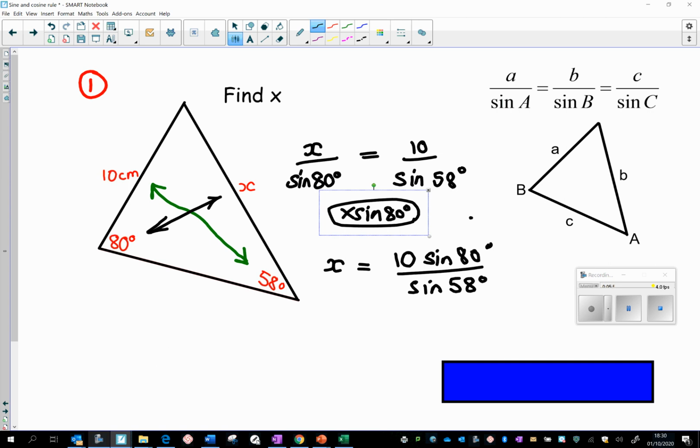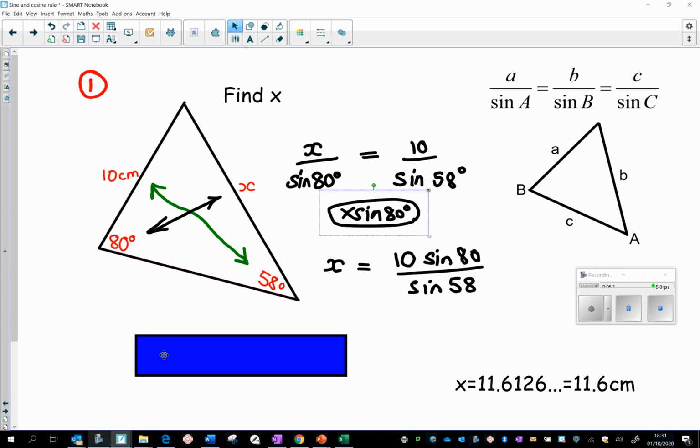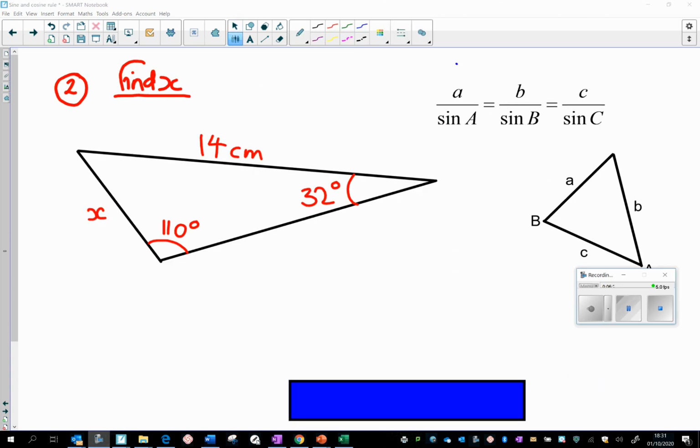You'll need to put a bracket on your calculator. You'll need to put your bracket round the 80 and the 58. So I've worked out the answer here. I would get your calculator out now. I'd use the fraction button on your calculator, type 10 sine 80, open and close brackets on the top, sine 58 with a bracket around the 58 on the bottom, and you should find that you get the answer on your calculator, 11.6126. Remember, write down an accurate version first before rounding it to 3 significant figures. Okay, just get your calculator out and make sure that's the answer that you get.